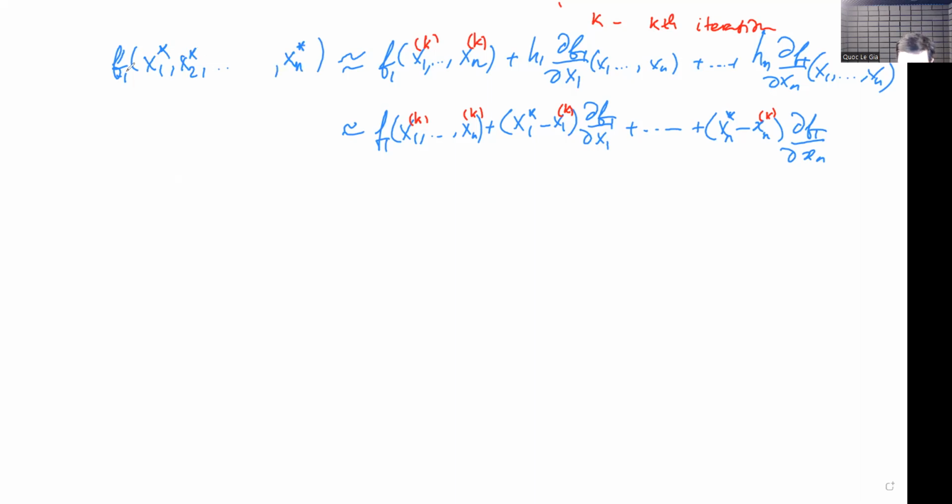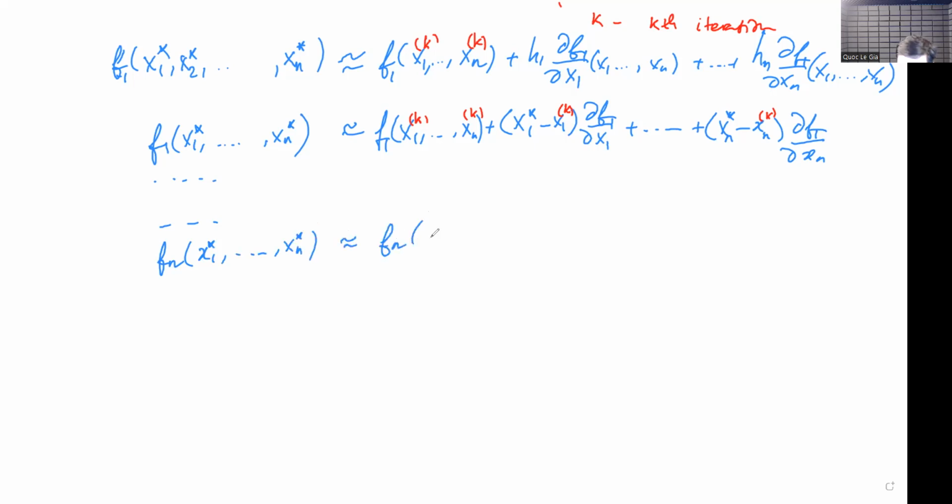So this one is only for f1, and remember I have f2. So this one is f1 of x1 star up to xn star. Then I have f2, then f3, and so on, and then I have fn, so fn of x1 star up to xn star.